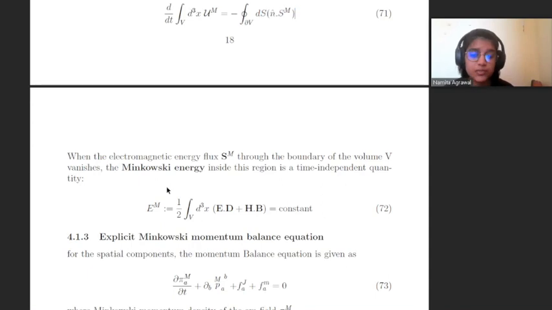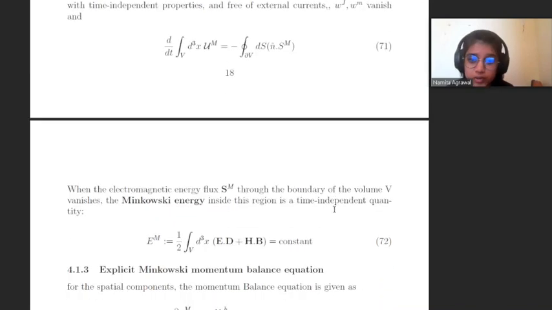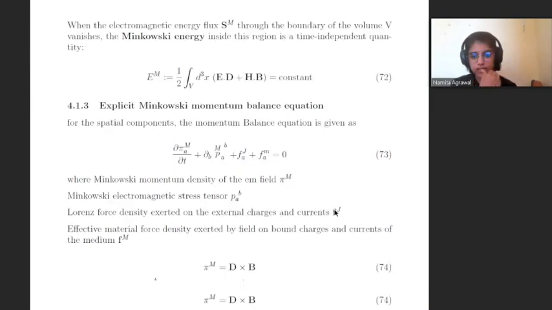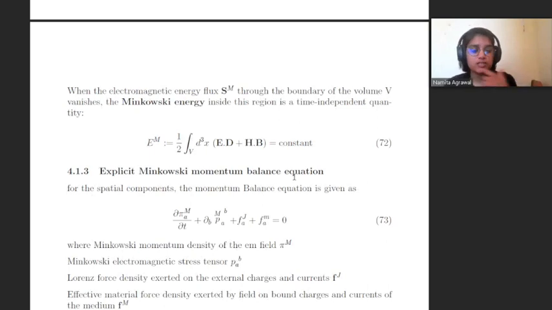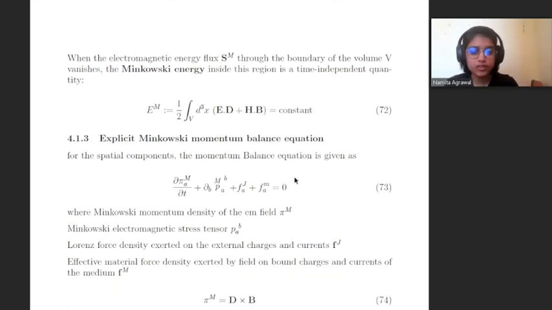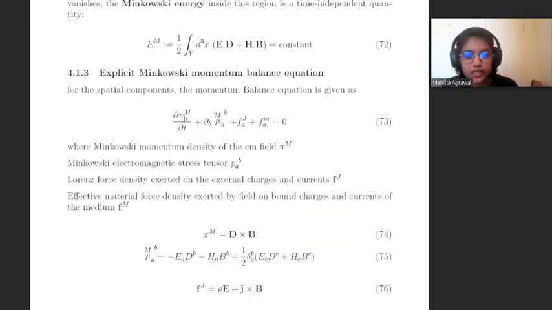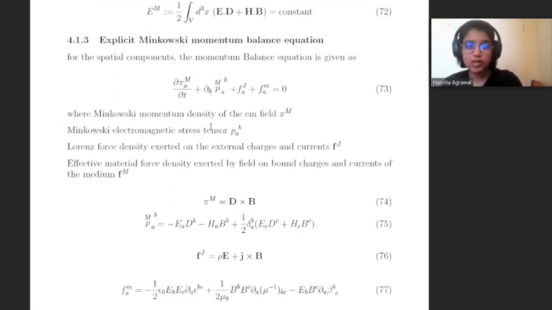Now, similarly for the spatial components, where a lies from 1, 2, 3, it will also have four contributions: momentum density, momentum flux density, Lorentz force density, and the effective material force density. Similar expressions are known. Again, consider the case when there are no free charges and currents and there are no variations in the constitutive relations.